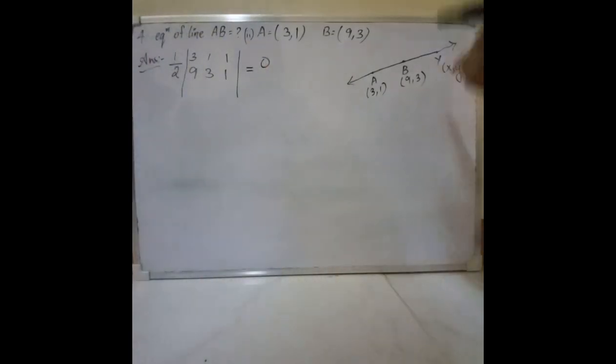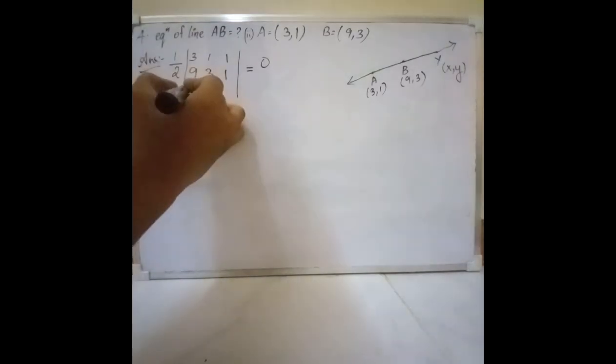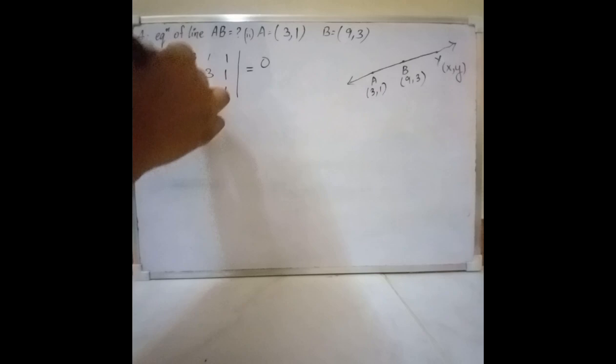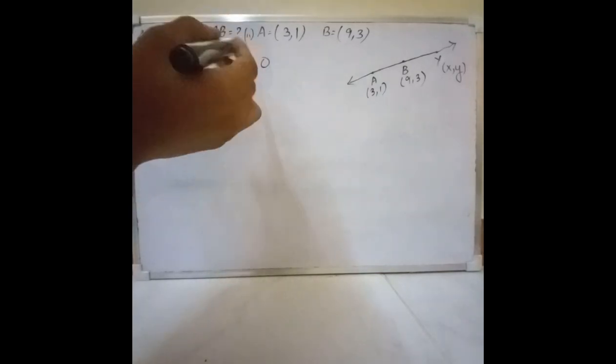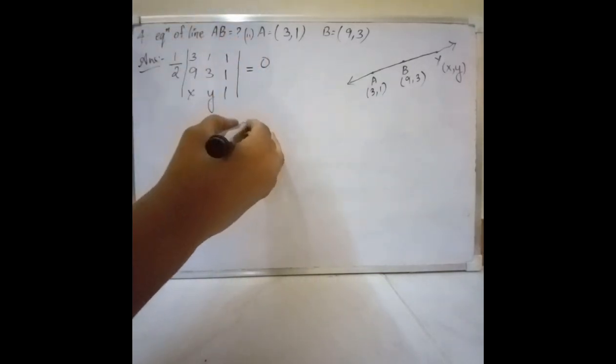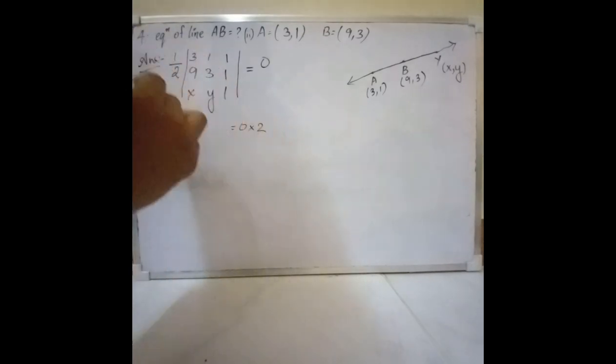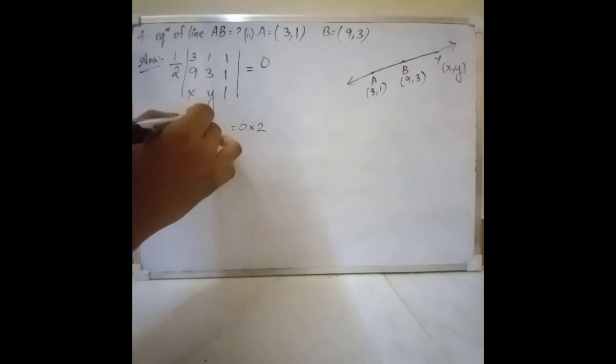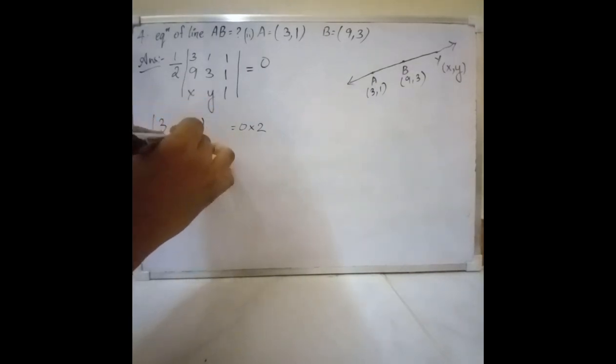Now the coordinates of the third point is x, y, and the third column filled by 1. Now do the calculation. This half you take to the other side and multiply with the 0, so it would be cancelled. Now this determinant, write it itself, no need to change. Let's take one more step.